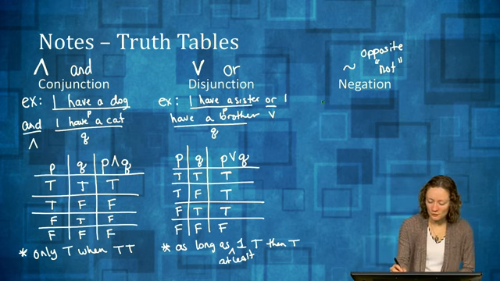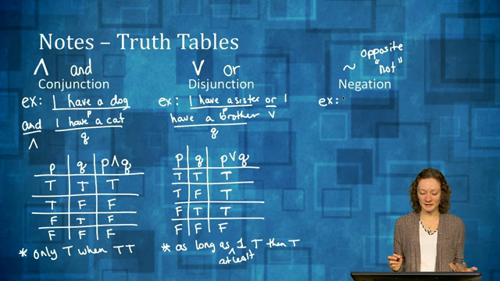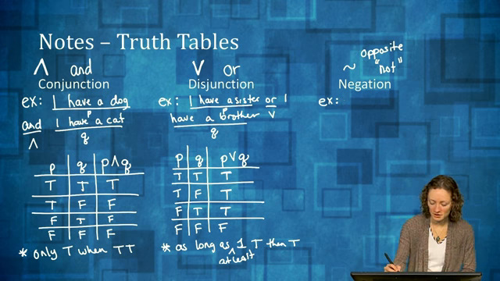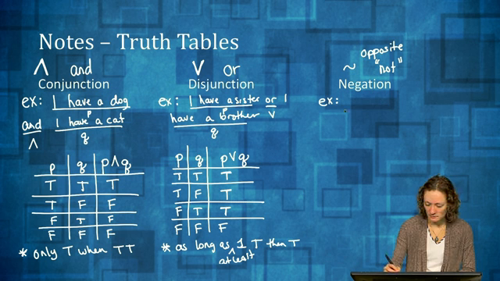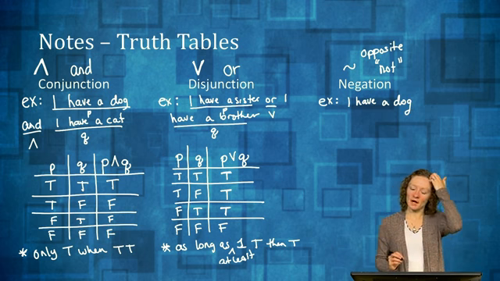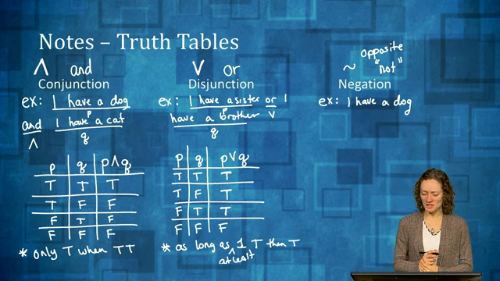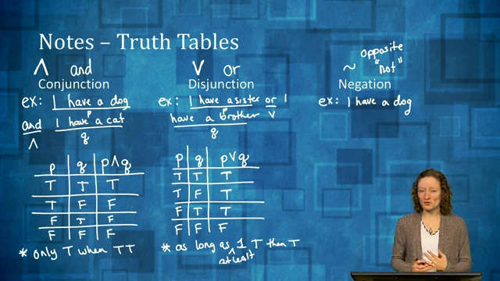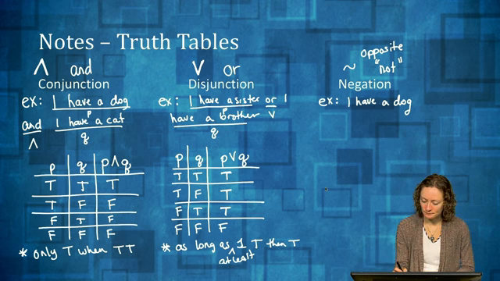So an example for a negation only has to go off of one idea. So let's just simply say, I have a dog. Make it basic. So there's only one idea. We're not necessarily seeing the negation here. The negation's almost too simple to even write a really good example for. I guess let's say I don't have a dog.